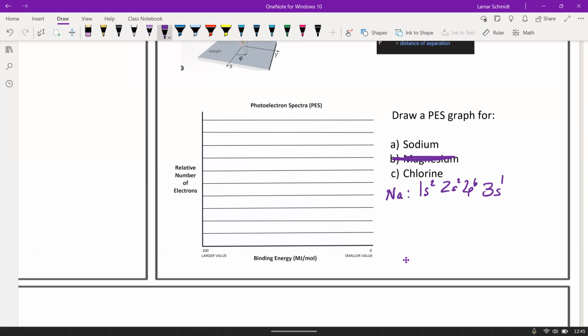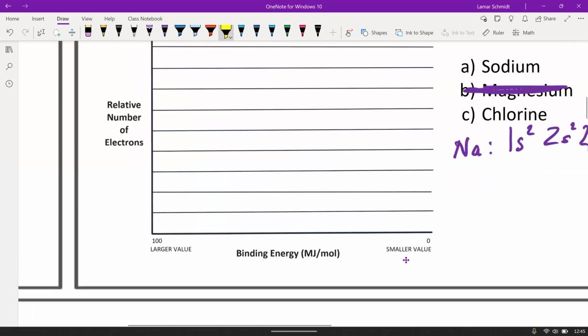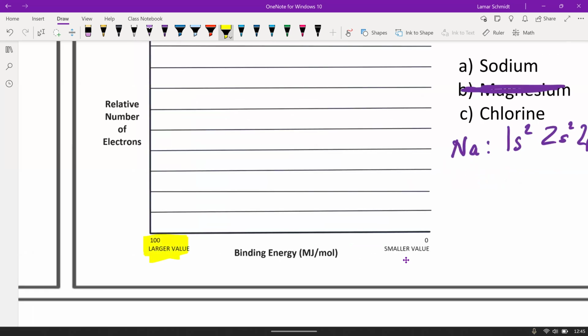And so what we're going to notice on this graph is two very important things. One is that larger values are where? On the left. That's weird, right? And smaller values are over here, right? So as you go left to right, the values become smaller.